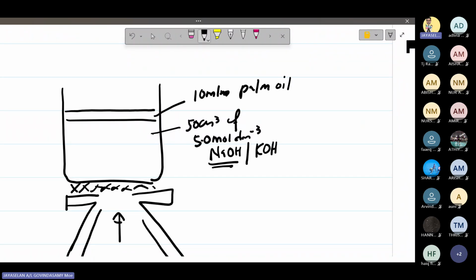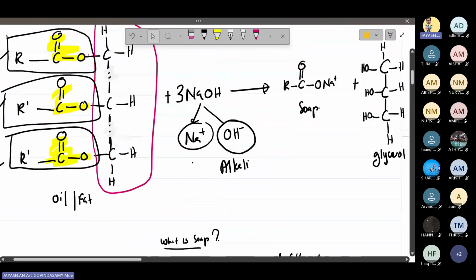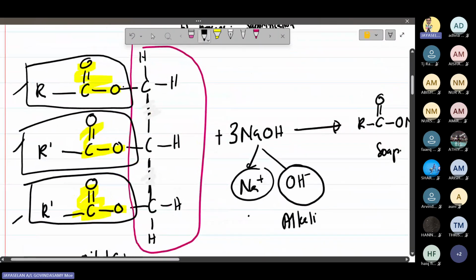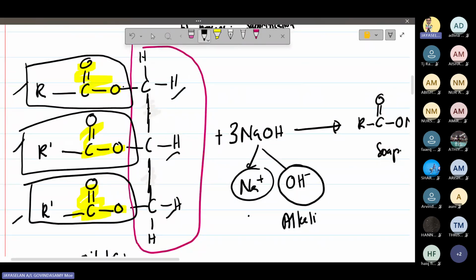Palm oil. So why 10 ml? I need 50 ml, so why is palm oil only 10 ml? In one molecule of palm oil, we have 3 glycerin. Look, in one oil molecule, how many do we have? 1, 2, 3. So we need only a very little quantity, enough.